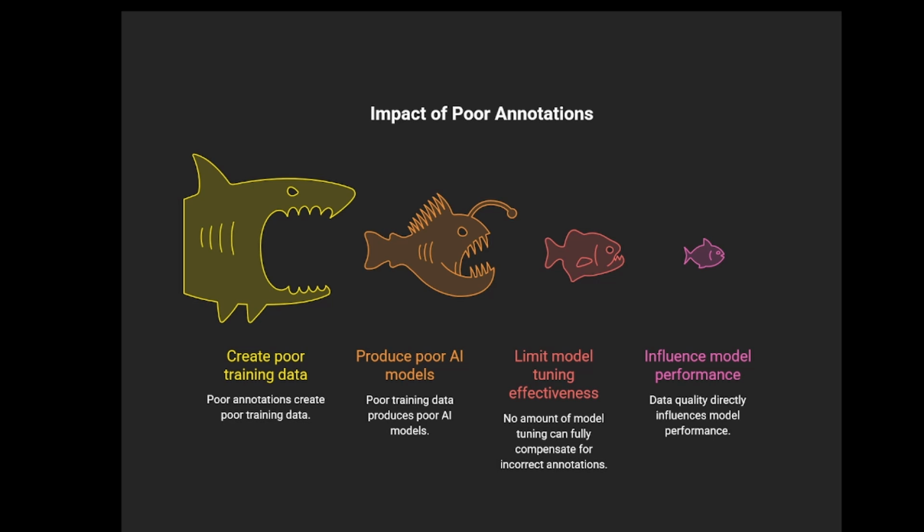So what happens after all these mistakes? It creates poor training data. Poor training data creates poor AI models, and here's the biggest misconception many beginners have. They think they can simply train for more epochs, or use larger neural networks, or tune more hyperparameters. Unfortunately, no amount of model tuning can completely fix bad data. If your foundation is weak, your AI model will always struggle. That is why experienced ML engineers often spend more time improving datasets than tweaking the models.